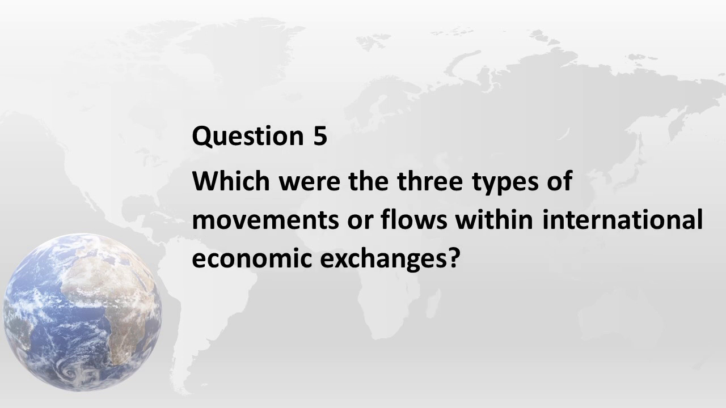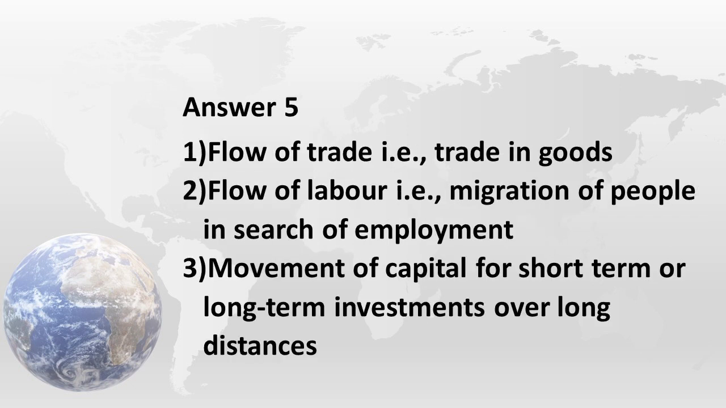Question number 5 is, which were the 3 types of movements or flows within international economic exchanges? Answer to question number 5 is first point, flow of trade, i.e. trade in goods. Second point, flow of labor, i.e. migration of people in search of employment. And the third point is movement of capital for short-term or long-term investments over long distances.